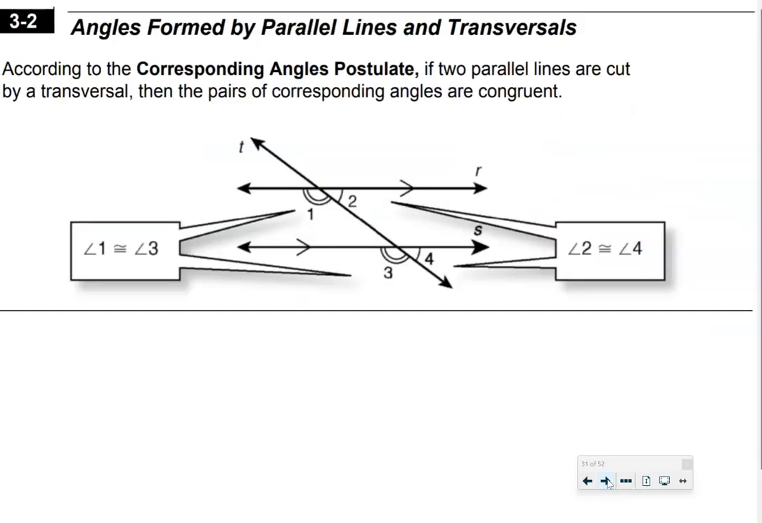Okay, now let's talk about the properties. So here is a transversal T going through lines R and S, but R and S are parallel. When that happens, certain things happen to the angles. The different types of angles could either be congruent or add up to equal 180.